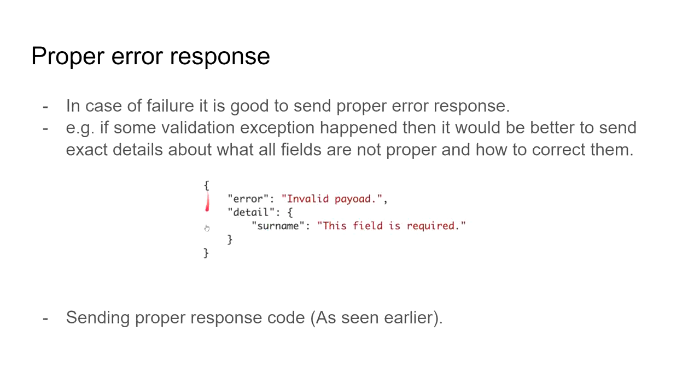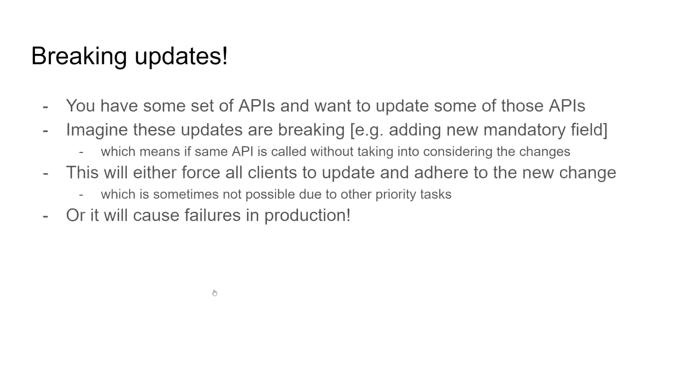So you should provide correct details, like the error is that they sent an invalid payload, and exactly inside the payload the surname was missing, right? And also a proper response code of 400 should be sent along with this payload, right? Then there comes versioning of the API.